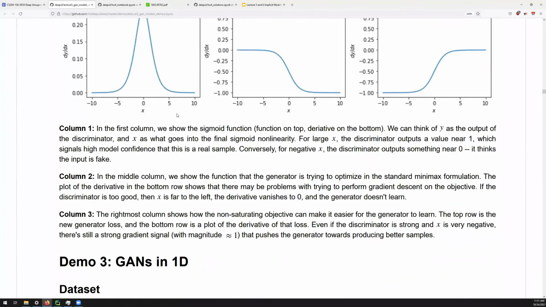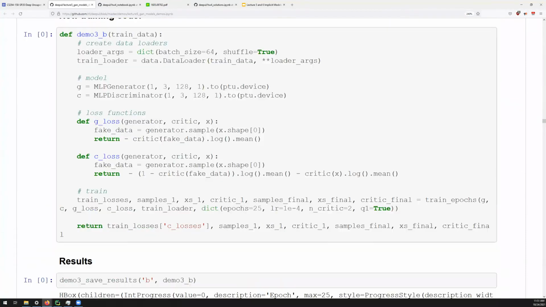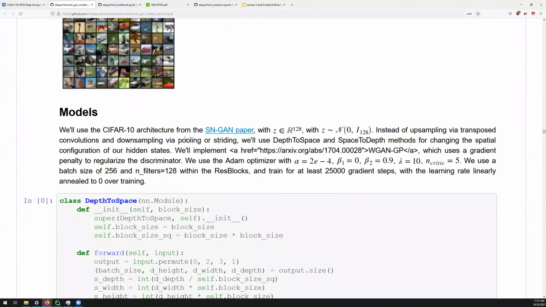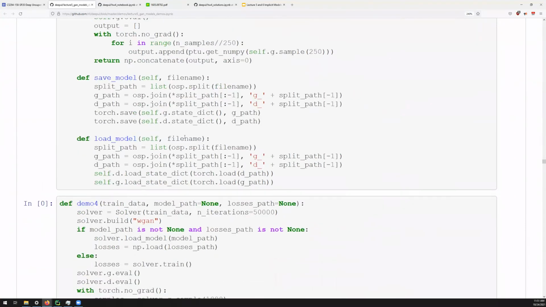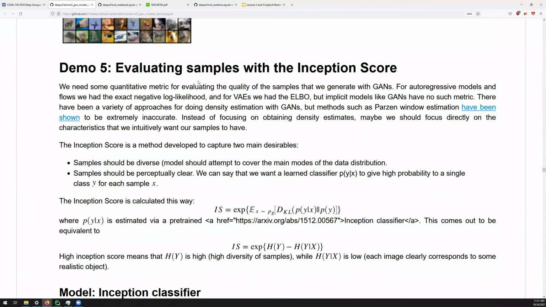Okay, and so this is from the homework that we looked at last week, and this is also from last week's homework. Right, and then this is the demo 5. We're evaluating samples with the Inception Score. Yeah, let's do a review of what the Inception Score was.